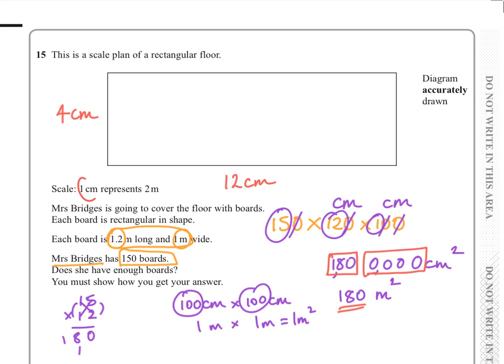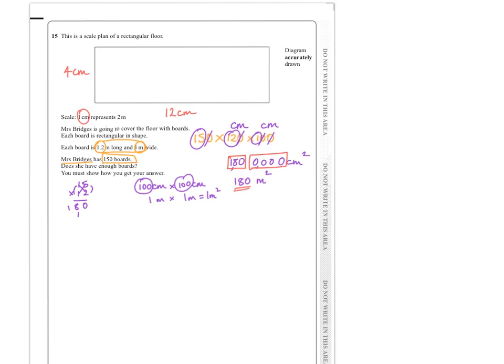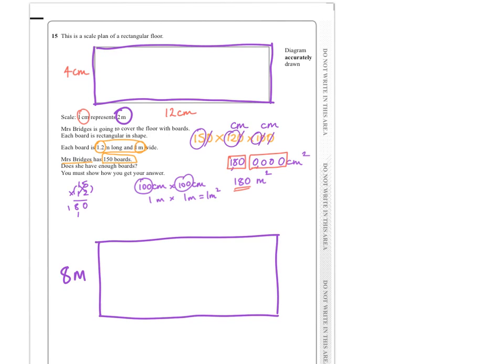And in that case, if 1 centimetre represents 2 metres, then this floor, in real life, would represent 8 metres by 24 metres. And in terms of area, that would be 8 by 24, which should be 192 metre squares.